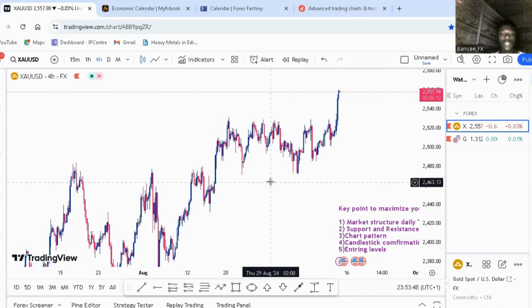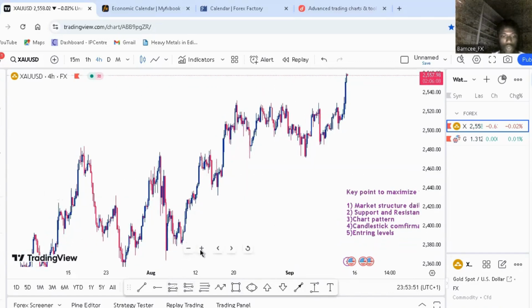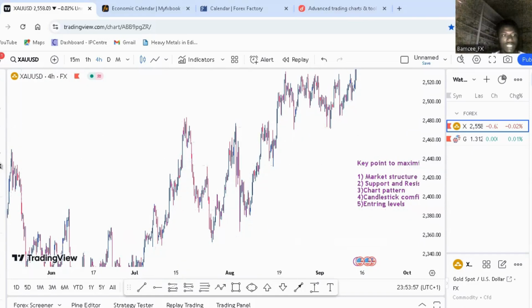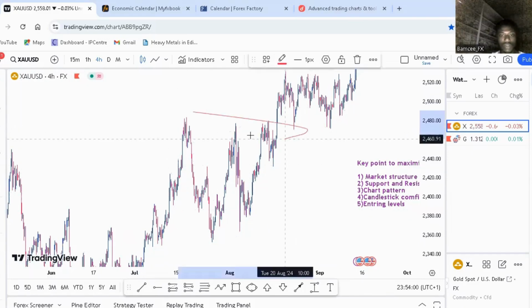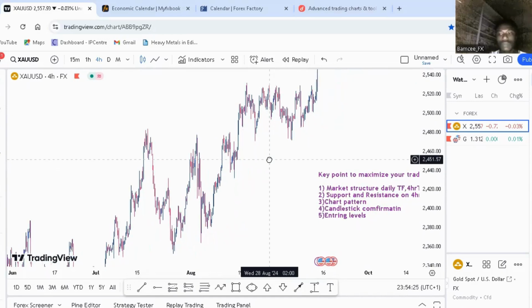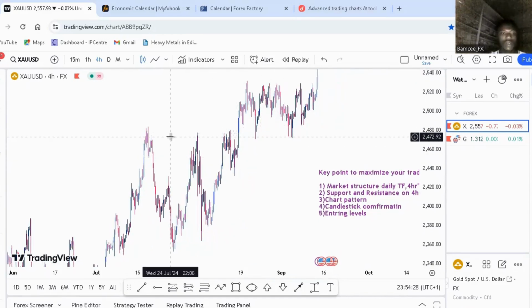Now if you pay close attention to these particular areas on gold, you will notice that this area has been a strong resistance for gold, and gold could not break it in the past. So what happened next? There was a breakout from that zone, which is now a support area. So let's mark out our support area from here.